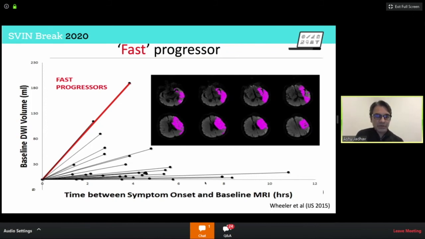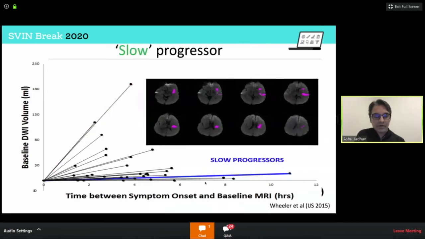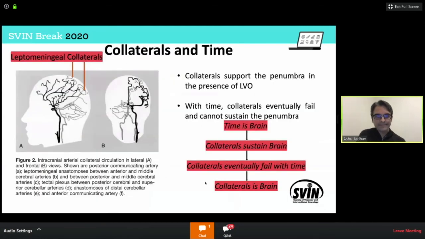And there are patients with really large cores, which we call fast progressors. That is, they progress to have a large infarct at a fast rate. And there are patients on the other side of this graph that are slow progressors. They come at late time point, but have a small core. So this concept of fast and slow progressors is one that we've increasingly appreciated.